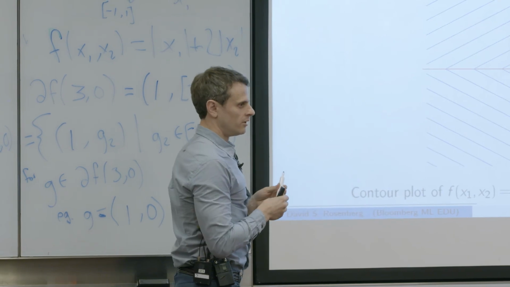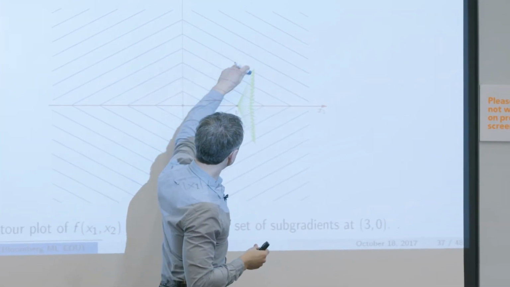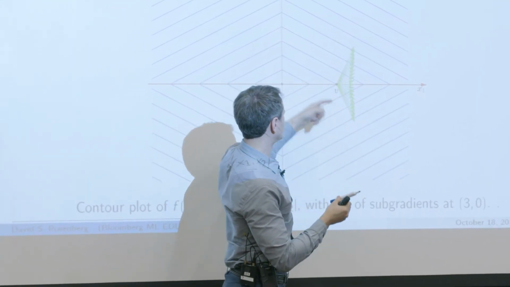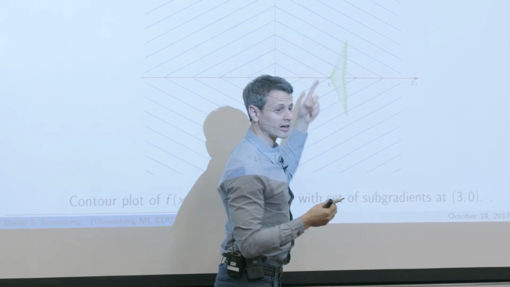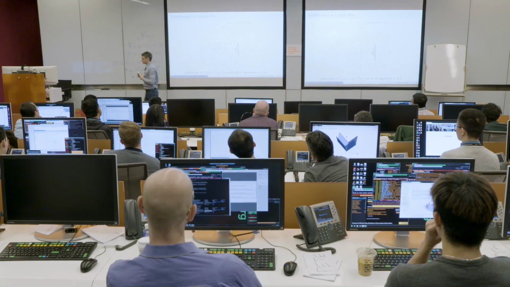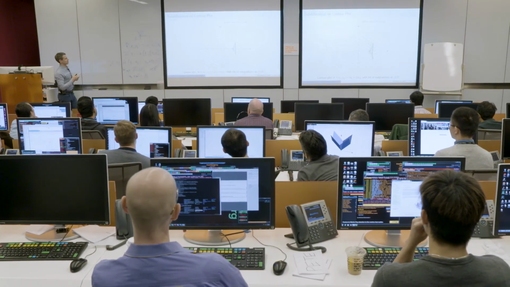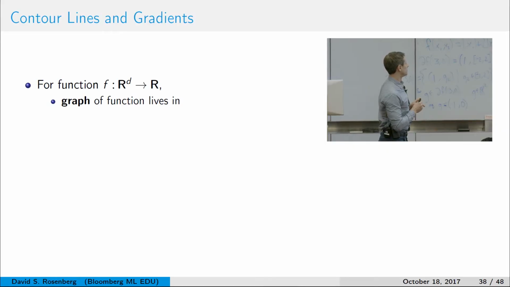So one thing that you'll note is that if you look at the extreme subgradients here and here, it looks a whole lot like they are orthogonal to the contour line here. Right? Okay, not a coincidence. Not a coincidence. And understanding that helps with interpreting these sorts of plots. So let's dig into that a little bit more.